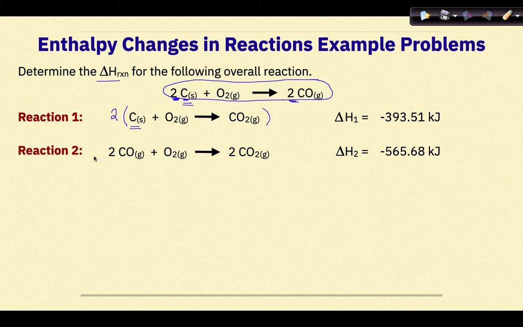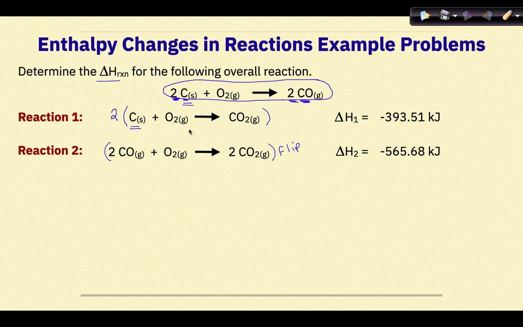Let's look at reaction 2. Here we have our CO over on the product side. In our initial reaction, the CO is a reactant. Now we'll notice that there's a 2 in the product side here and a 2 here, so I don't need to multiply this by anything, but I am going to flip this around. So I'm going to make a little note and I'm going to say flip.